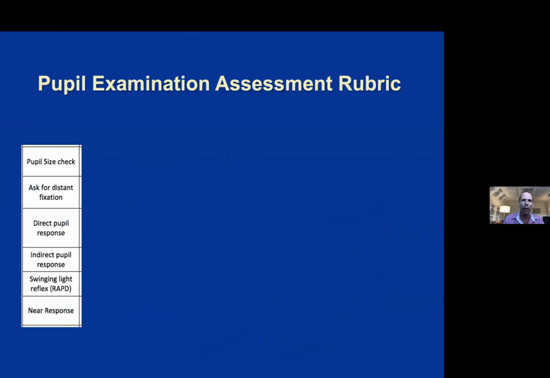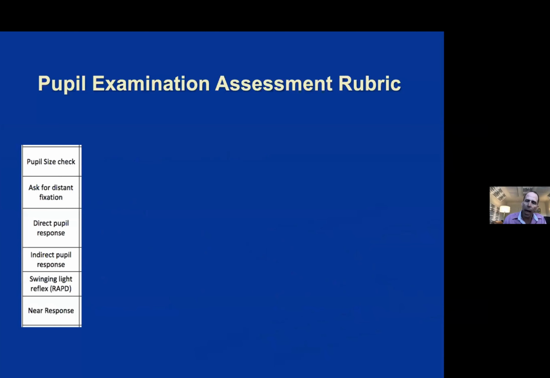So let's look at a rubric. Here's an example of pupil examination. You want to assess the student's ability to do a pupil exam. Well, what are the components of that? Well, they should check the size of the pupils, ask for distant fixation, look at the direct pupil response, etc.